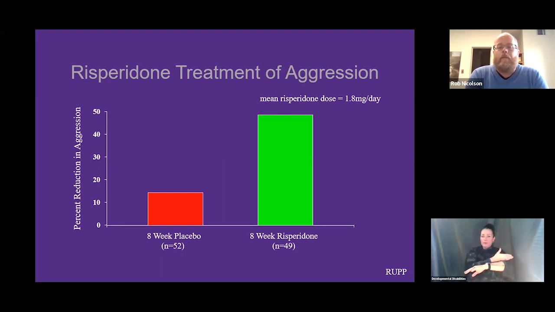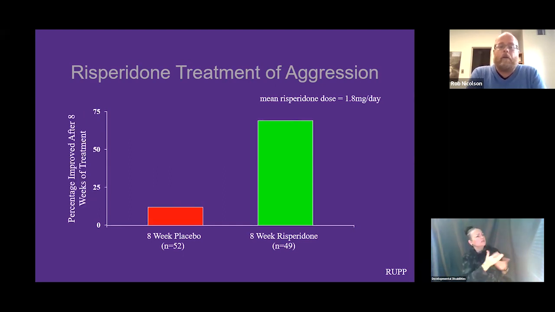So I don't know yet if I've met a parent who, when we're talking about medicine, said, oh, well, how much is their aggression going to be reduced? Is it 50% or 30%? What they want to know is, is it going to make a difference to their child's behavior?